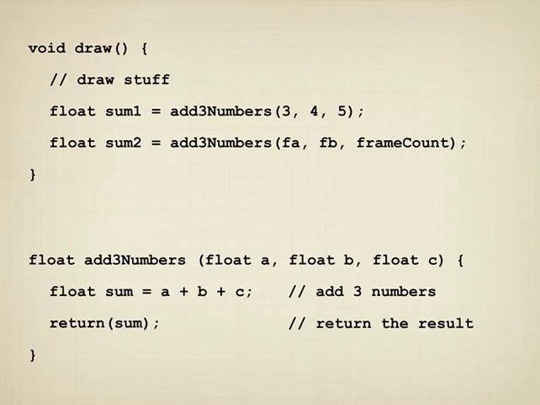The other thing I want to talk about is on the first line. It's the first word there, void. Now what the heck is void doing? Void is the way we tell Processing this routine doesn't return anything. Notice that add three numbers is of type float. And sure enough, there's a return statement and it returns sum, and sum is a float. Everything's great. Draw doesn't return anything.